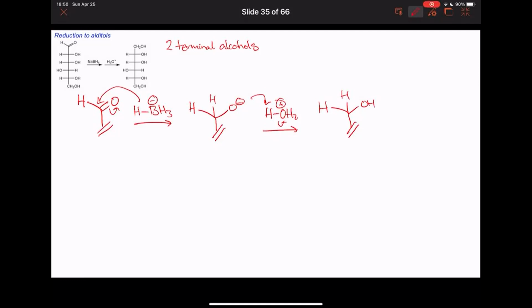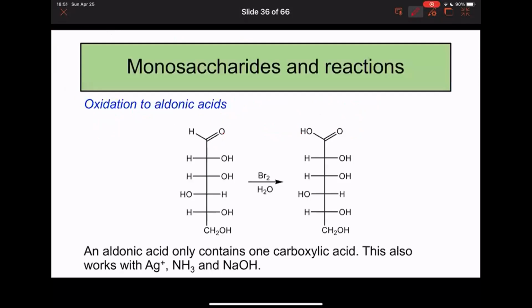Okay, so that is with NaBH4, which makes sense because you're just reducing your aldehyde to an alcohol. All right, the next reaction that we're going to go over is oxidation to aldonic acids. Your aldonic acid will contain one carboxylic acid. If we look at our product and compare it to our starting material, we've formed a new carboxylic acid up here, but we have maintained our alcohol on our 6 carbon terminal carbon.